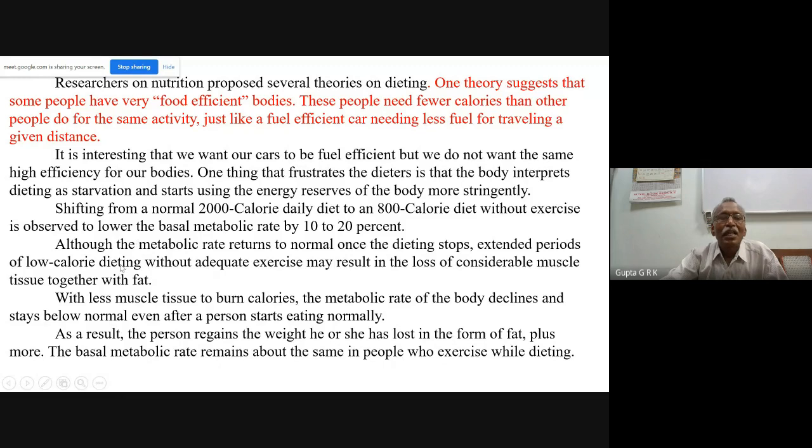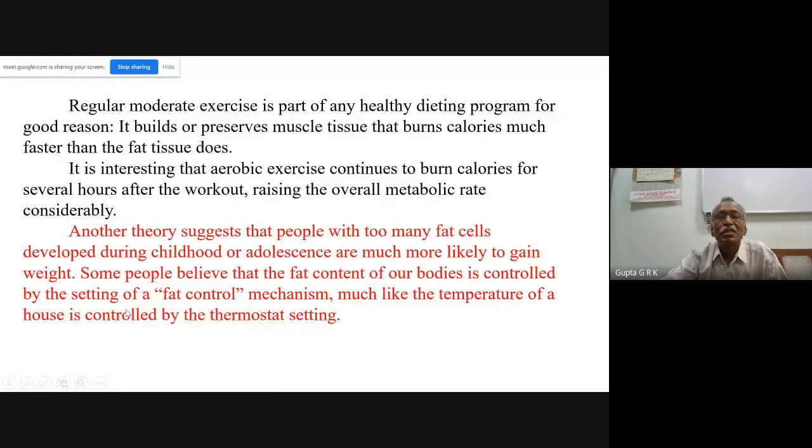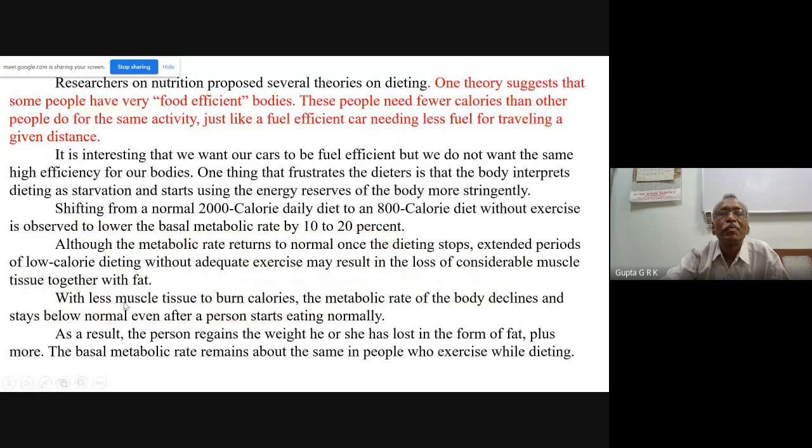Okay, and with less muscle tissue to burn calories, the metabolic rate of the body declines. Here is another important thing he talks about. Shifting from a normal 2000 calorie daily diet to an 800 calorie diet without exercise is observed to lower the basal metabolic rate by 10 to 20%. So your basal metabolic rate also decreases.